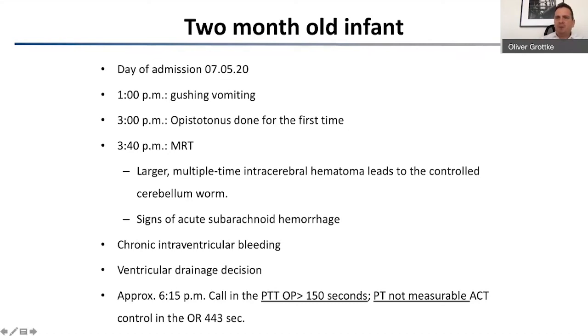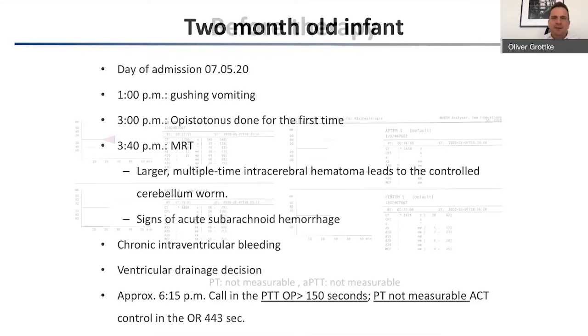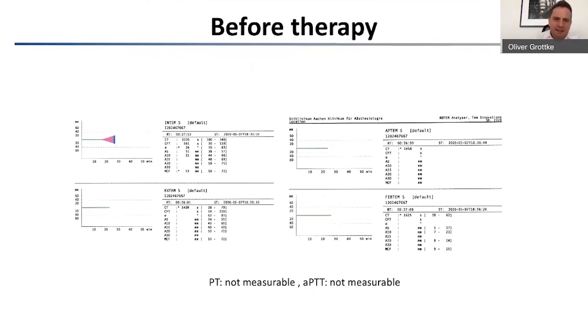The first lab parameters showed a PTT which was not measurable, PT was not measurable, and also the ACT. I couldn't believe these results, so I said, okay, let's try to get some information from the parents. Unfortunately, there was not much information to get at that time point. However, it seemed that there was nothing in the family. For those of you who are familiar with ROTEM, this was a ROTEM trace, which confirmed what we had seen before: PT and PTT not measurable. So there was no coagulation going on in this little one. The question was, how do I treat this patient now?